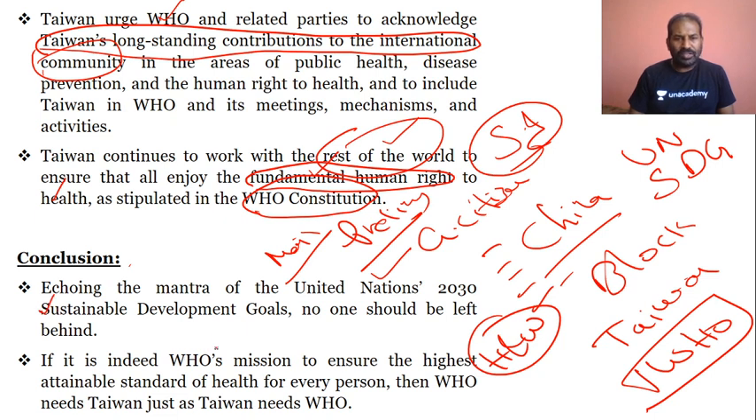It is indeed WHO's mission to ensure the highest attainable standard of health for every person. Then WHO needs Taiwan just as Taiwan needs WHO. So each one of them requires the other. Taiwan requires WHO, and WHO also needs Taiwan.